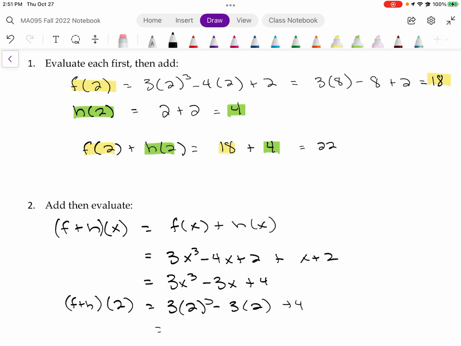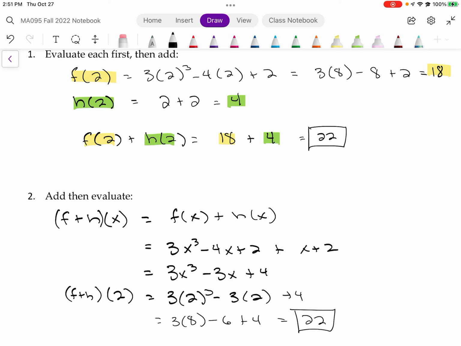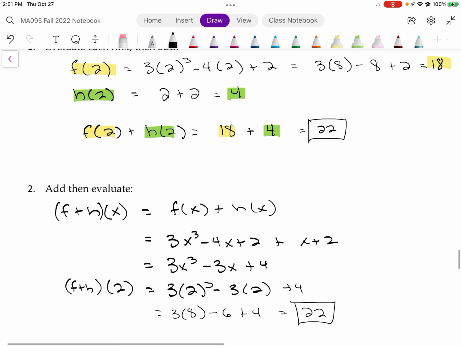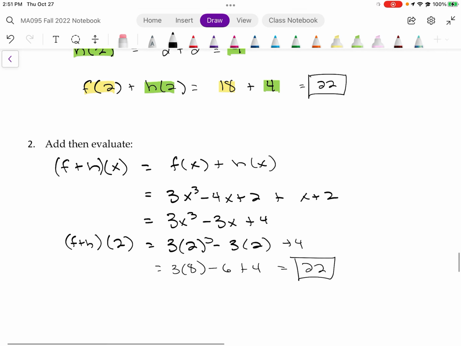All right, and I get 3 times 8 minus 6 plus 4, which gives me 22. And if you look, we got the same answer both times. So you can pick the way that you prefer. You can add, subtract, whatever the functions first and then evaluate, or you can evaluate the two functions separately and then do the addition, subtraction, multiplication, or division. For division, you're going to have to evaluate first and then divide, because I have not taught you how to divide polynomials in this class.